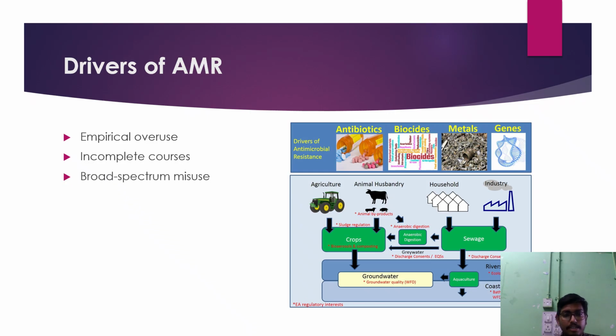Now broad spectrum misuse is another cause. Agricultural antibiotics are used so much to inhibit the insects and the microbes in the agricultural field. Poor infection control is another thing.